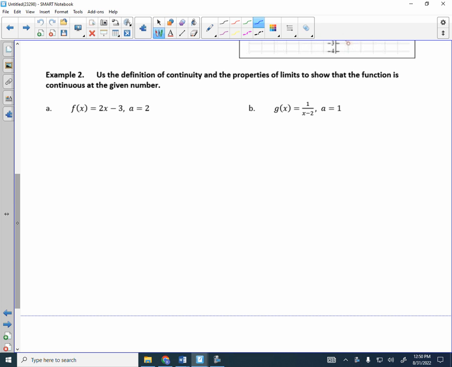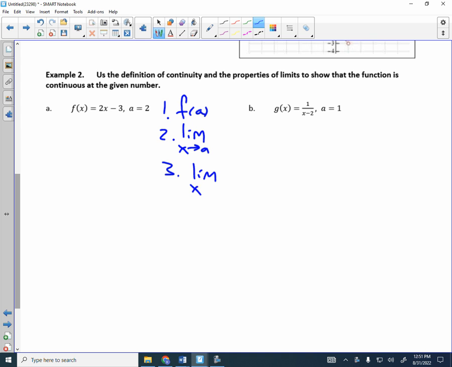So let's just think about continuity in general, okay? There are 3 parts to make sure that continuity exists. What's the first condition? f(a) exists, right? What's the second one? The limit as x goes to a of the function exists. And what's the third one? The limit as x goes to a of the function must be equal to f(a). Those must be the same.